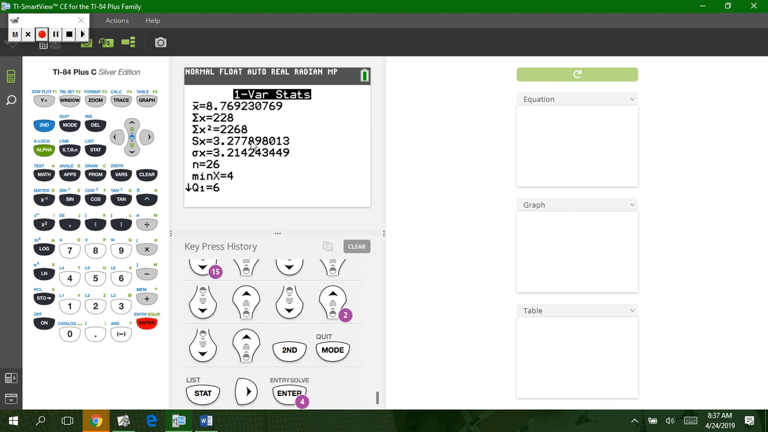Sigma of x, notice they're very similar, right? They're close to each other, would you agree? That's using the population of everybody. So if in the world, our standard deviation would be only 3.2 points away from our average.